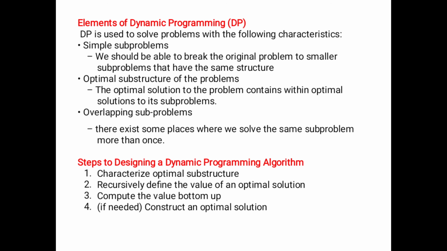Then the third characteristic is overlapping subproblems. Overlapping means more than one subproblem solution is there. There exist some places where we solve the same subproblem more than once. That means the same function call with the same parameters repeats again and again. That is overlapping.